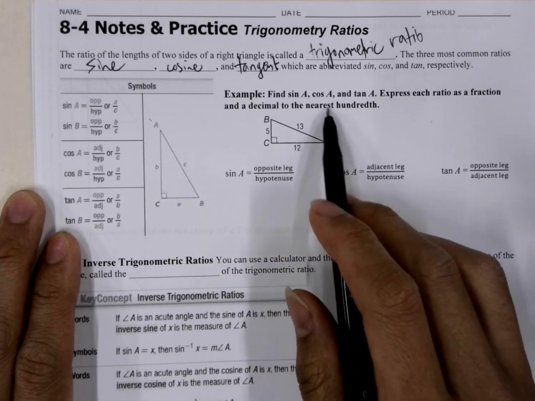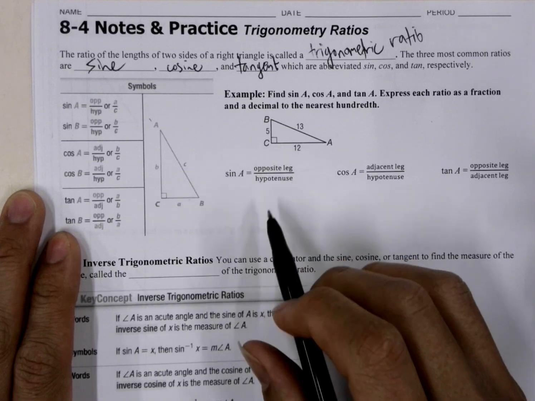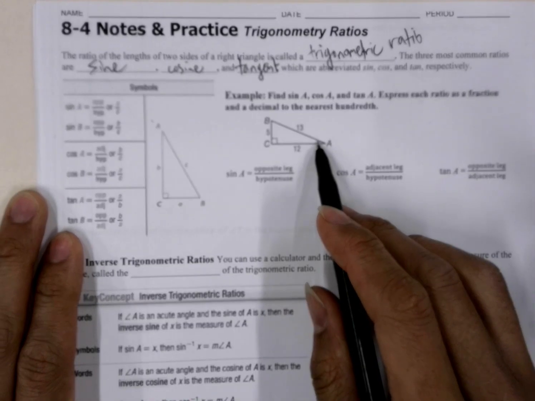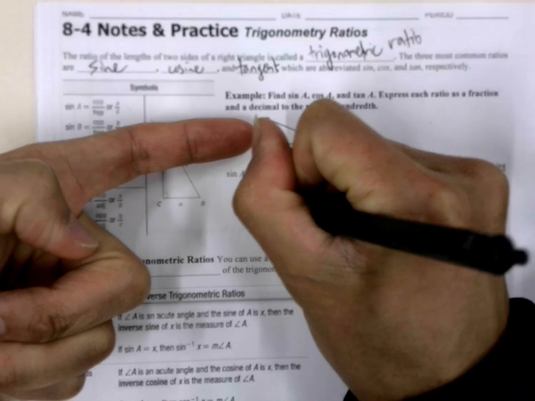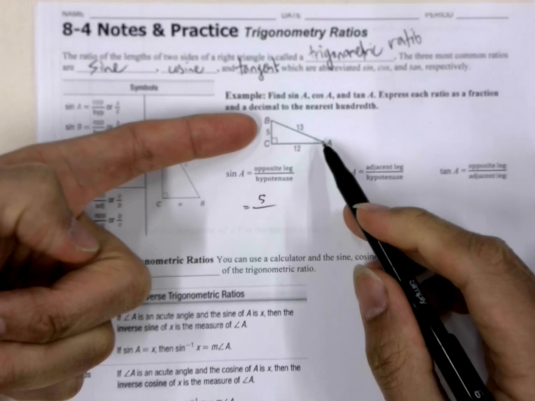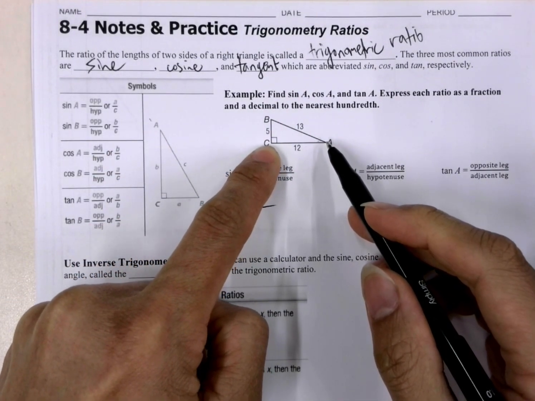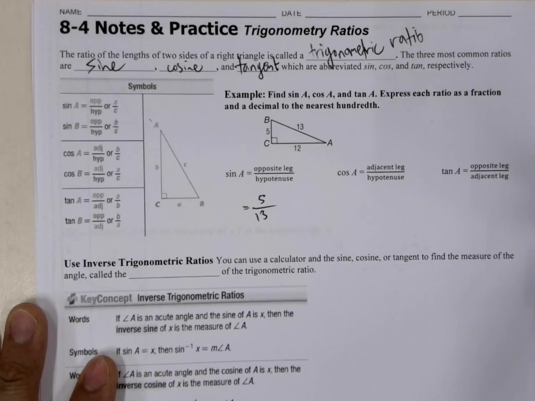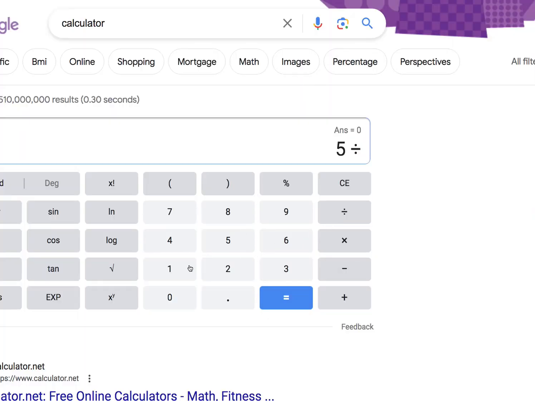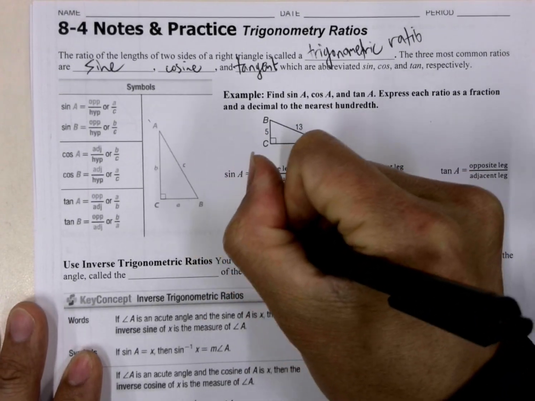So sine of A of this right triangle: here's my angle A. The opposite leg would be this one, so it'd be 5 over the hypotenuse. The hypotenuse is the side opposite the right angle, so it would be 13. We'll drop that into a calculator: 5 divided by 13. We're going to round to the nearest hundredth place. Since the thousandths place is a 4, we leave it as is, and it's 0.38.